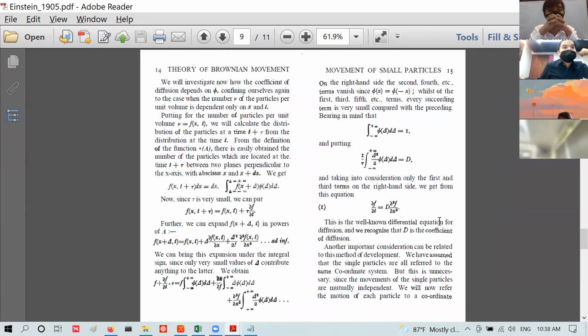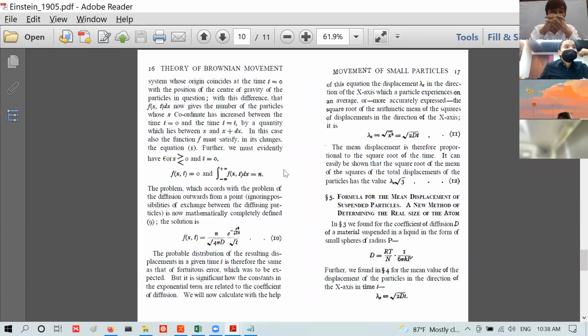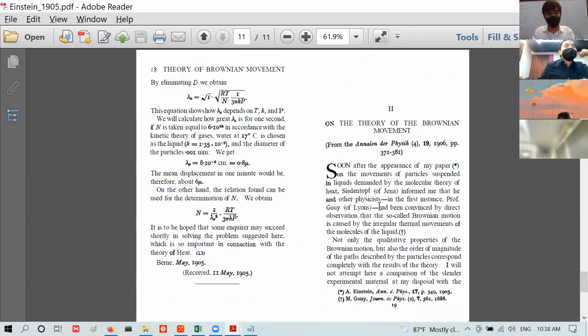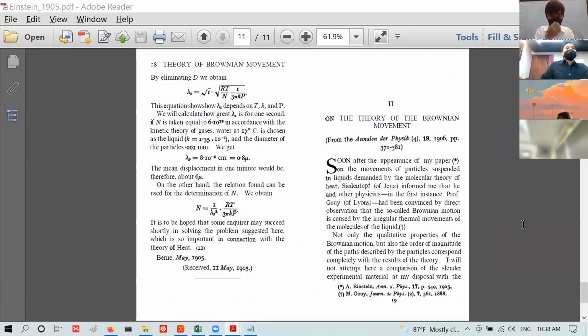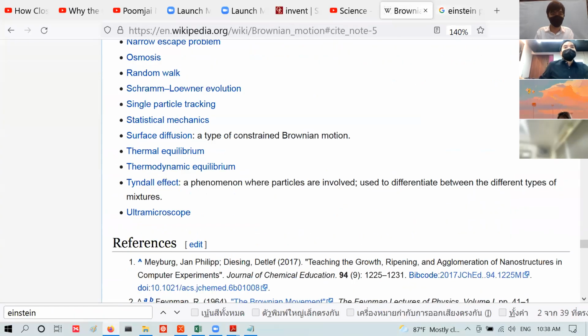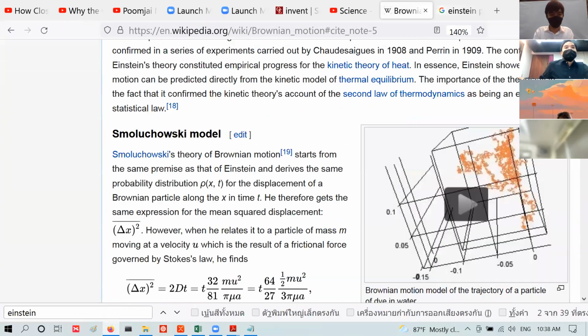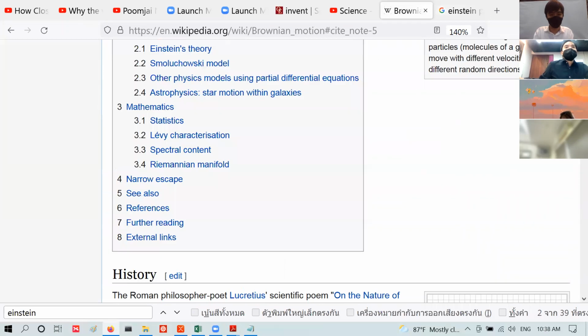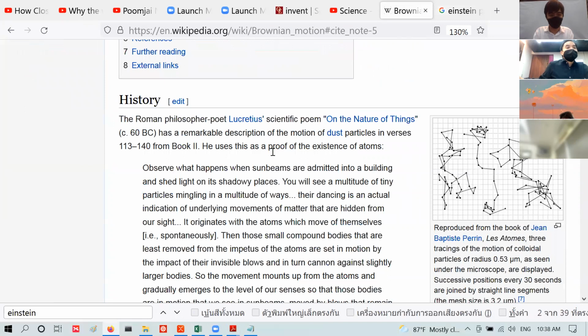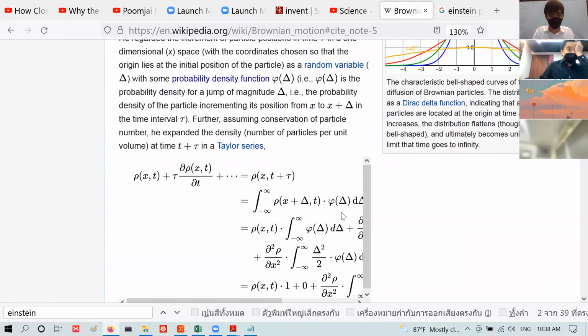Where is the equation? It's a bit hidden somewhere. But anyway, it's easier to do this. Let's go to this Brownian motion again. I think Wikipedia is probably presenting it in an easier way to read. And it's right here. There it is.